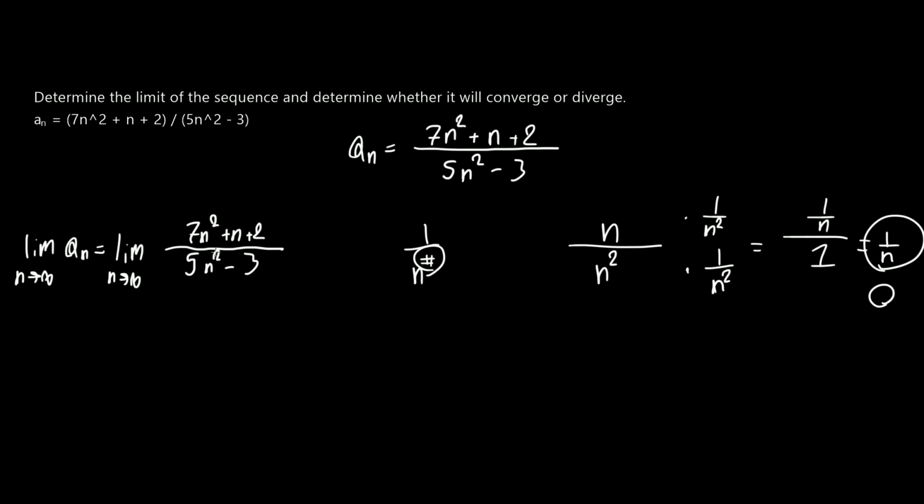But what happens when we have a fraction like this, in which the variable with the highest degree is equal on both the top and the bottom, the numerator and the denominator? So here's where the trick comes along.